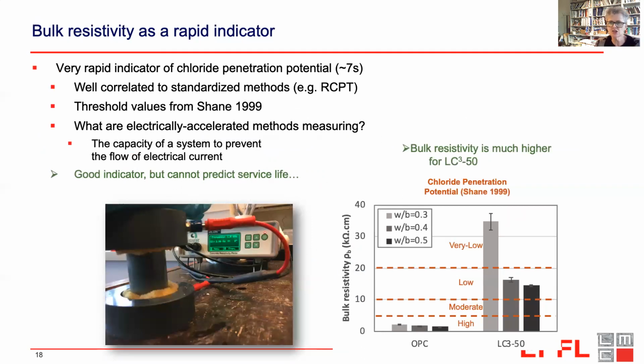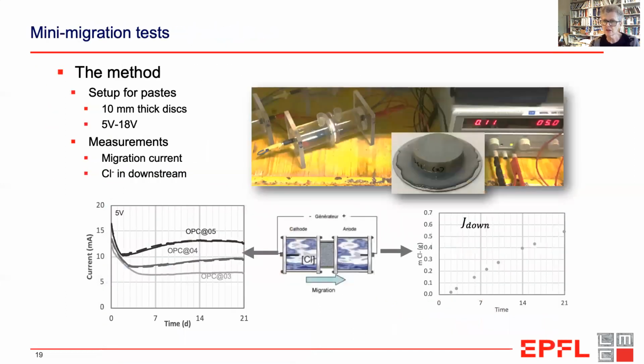And we did various measures of the transport. The simplest one is using resistivity as a rapid indicator. And already here you can see the very dramatic difference. You can see that the LC3 systems have much, much higher resistivity than the OPC systems. And yes, there's a trend with water-cement ratio, but the OPC system at the lowest water-cement ratio still has a resistivity much, much lower than the calcined clay system, even with a much higher water-cement ratio.